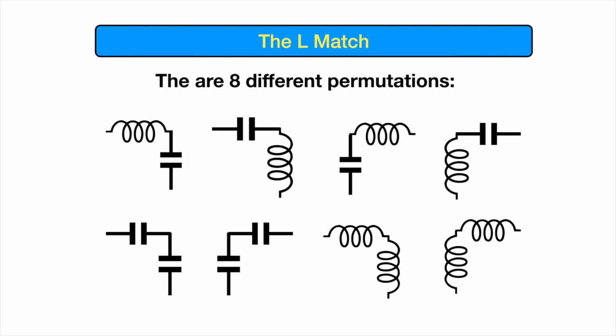And actually, there are 8 different permutations, would you believe, of how you can arrange an L match. And so what you can do is you can have a series inductor and a parallel capacitor, or you could swap those around. You could have a series capacitor and a parallel inductor. Now, what you could also do, if you look at this one here and compare it to this one here, you could change where this parallel capacitor comes. So on this one, the parallel capacitor comes after the end of the inductor. On this one, it's at the beginning.